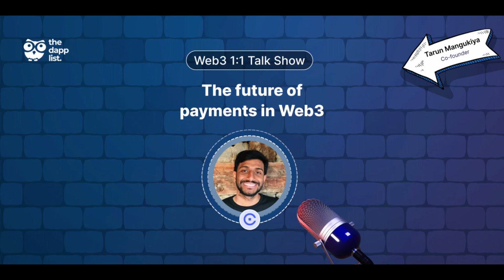Today, we're going a bit deeper, a bit more technical, and a bit more into the business side of things, to figure out what the future of payments in Web3 is and the role Copperx plays in that.